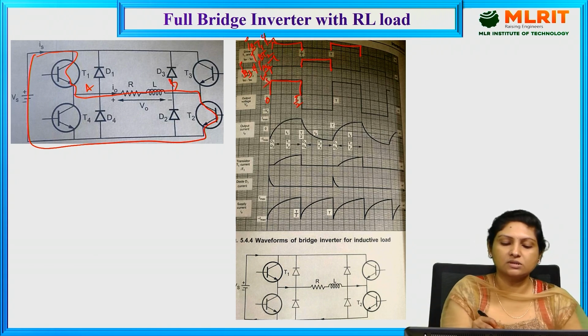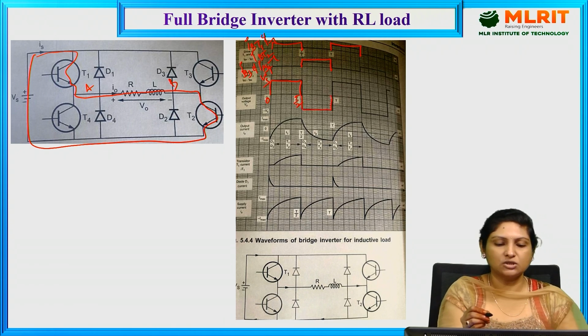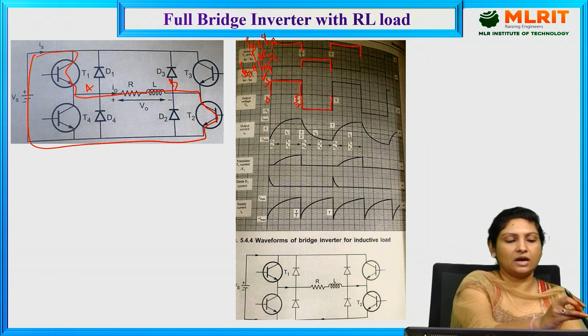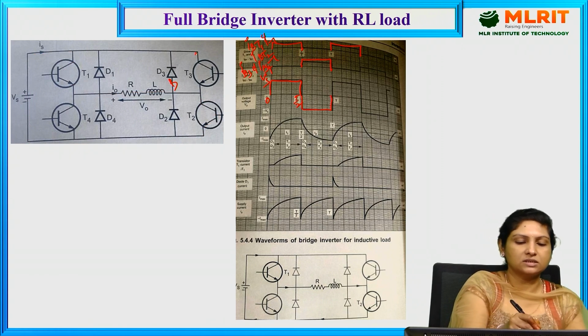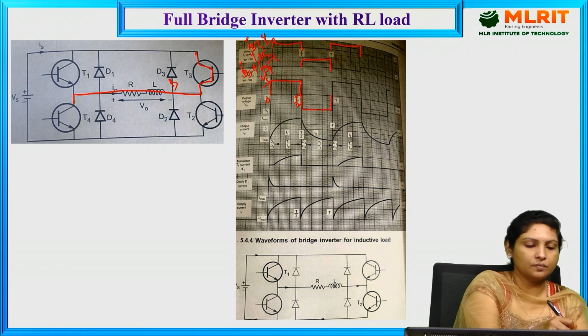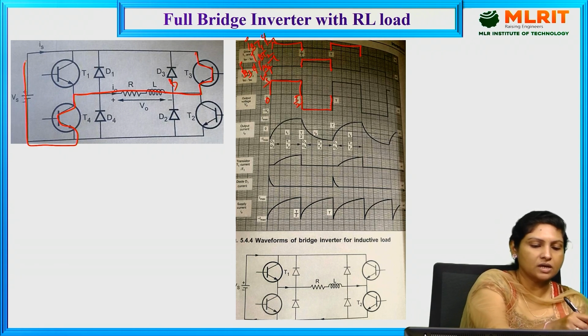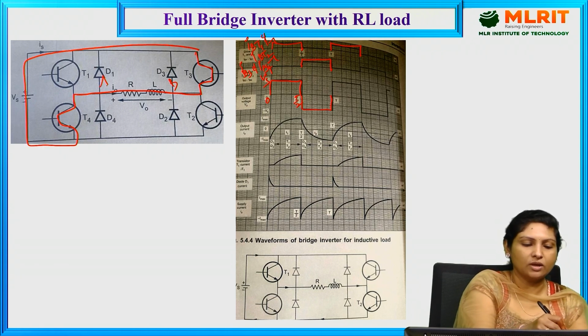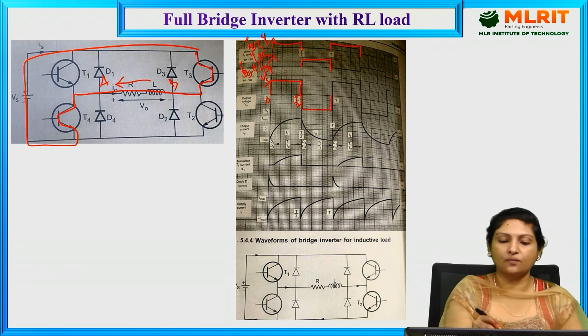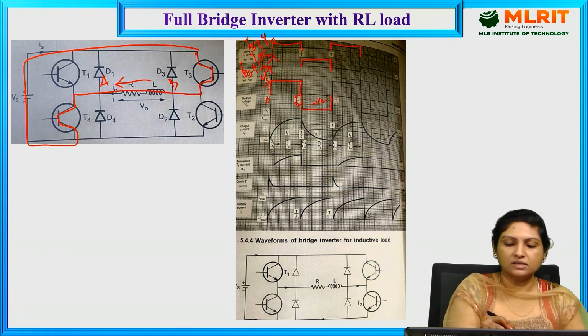And again from instant T by 2 to T, we have provided the base drive for transistor 3 and 4. So here 3 and 4 are conducting current through the load in the reverse direction to that of the first case, that is from B to A. That is how, from T by 2 to T, we are getting the negative half cycle of the output voltage. This is the waveform due to T1, T2, and this is the waveform due to T3 and T4.